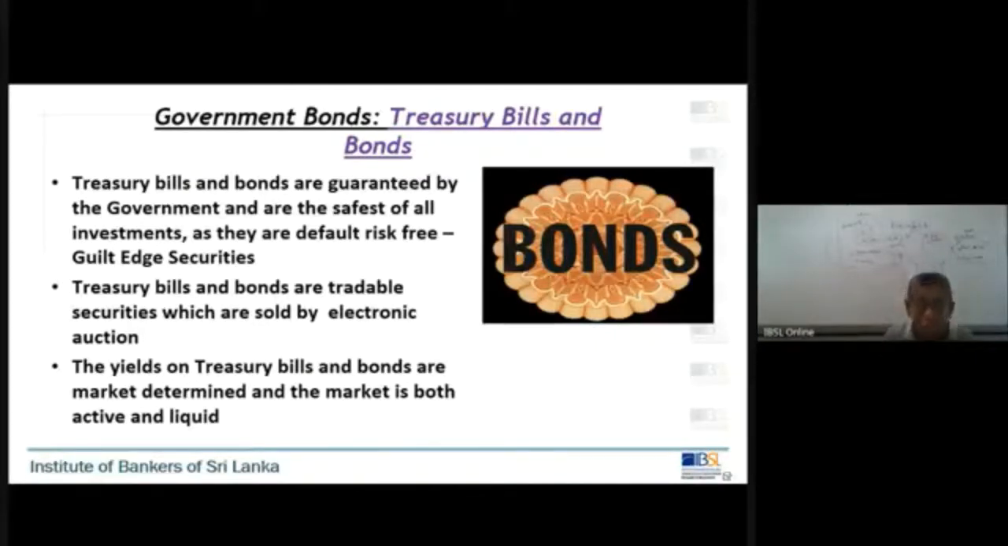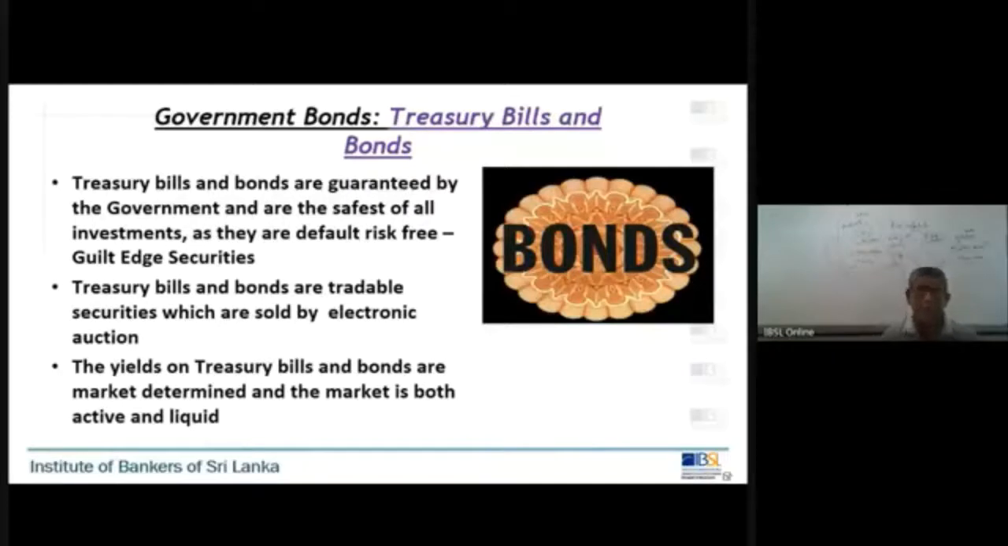Remember, treasury bills and treasury bonds are tradable securities. Can you name another tradable instrument you are aware of? Very famous one. At the stock exchange, what do you have? Shares. Shares are also tradable. Treasury securities are traded through the electronic auction. Now you know what happened with these auctions, right? I don't want to explain that.